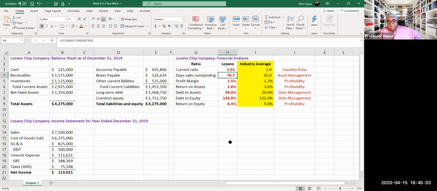This company has a collections problem. Now, could it be that they have deadbeat people buying from them? Could it be that they have a very poor and inefficient receivables collections operation? Could it be that their customers are dissatisfied with their products, so they're taking their time paying it back? Those are all strategic questions you need to ask to find an answer for that.